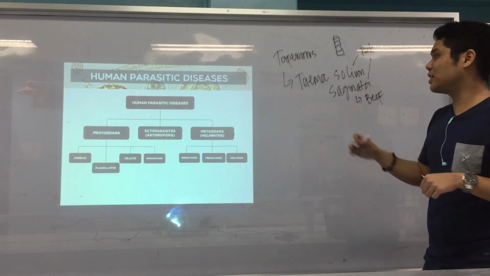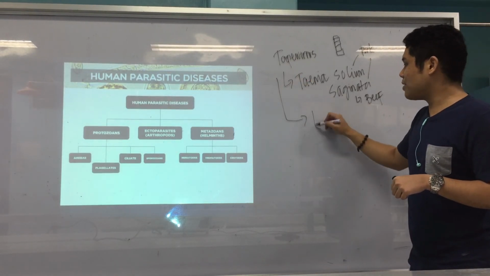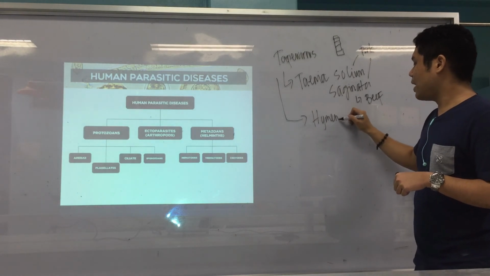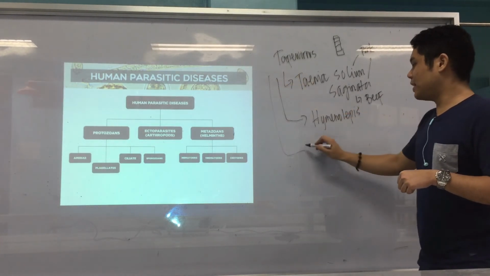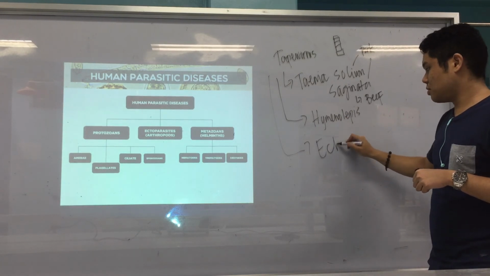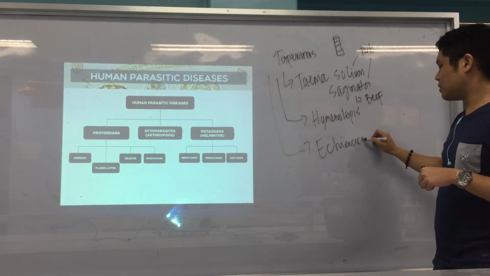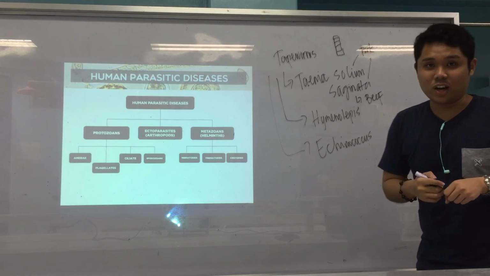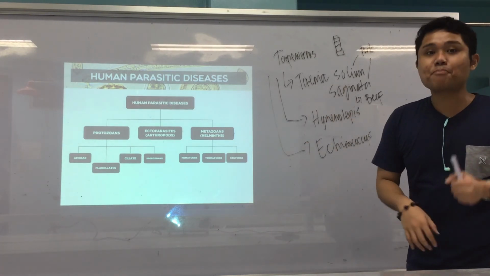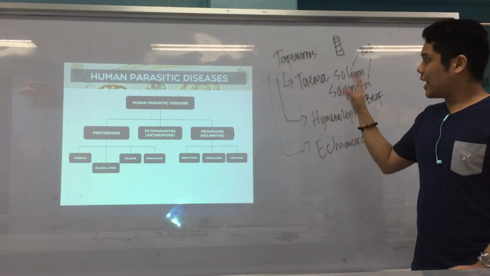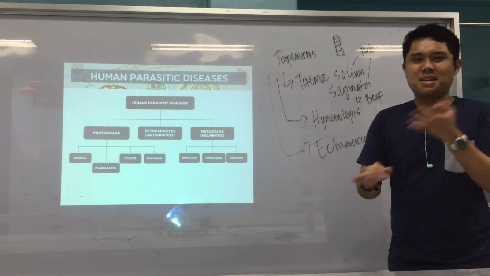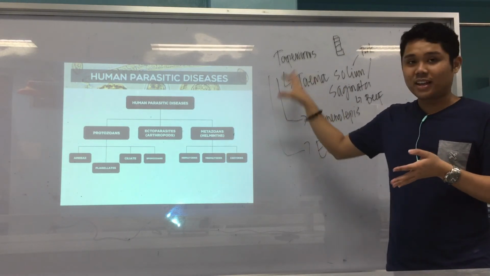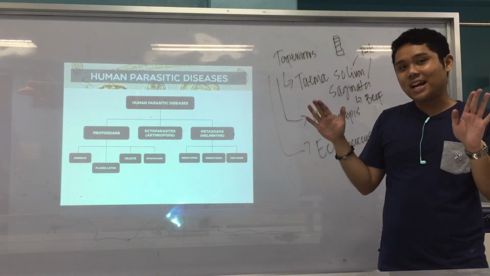Sana nag-take note ka. Another example is your Hymenolepis species. And another one is Echinococcus species. Okay? These are your cestodes or tapeworms. So, again, there are a lot of other tapeworms pa, flukes, roundworms, amoeba. Again, just some of the examples lang. Para dili ma-TMI. Alright?